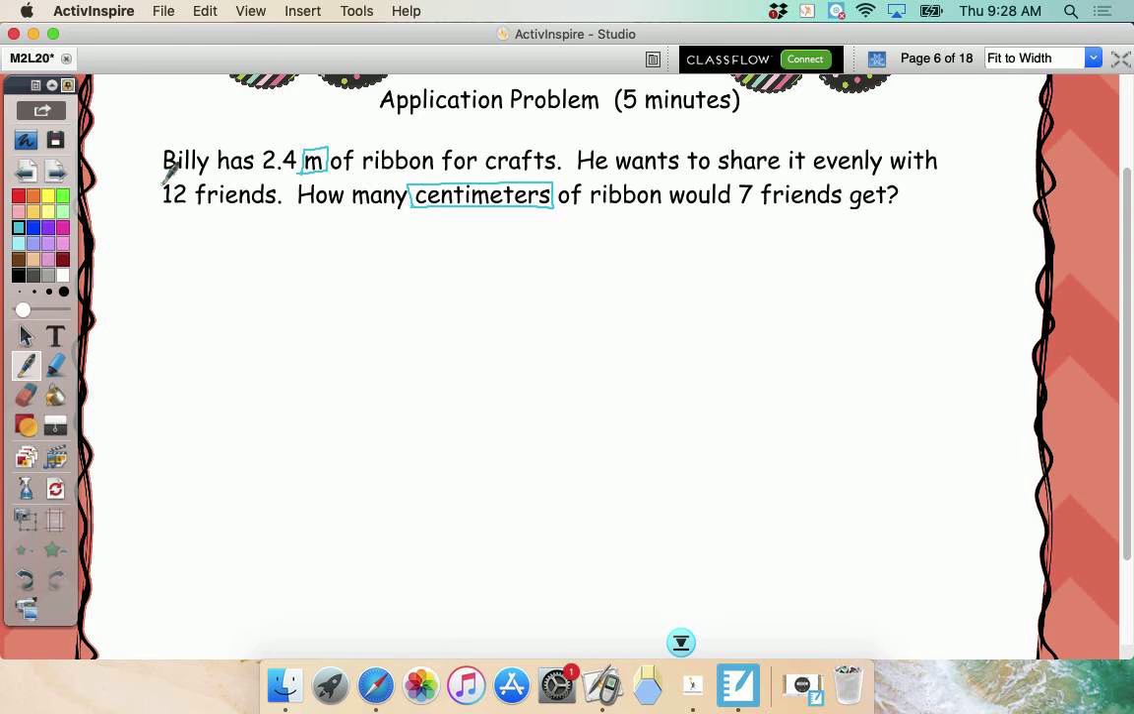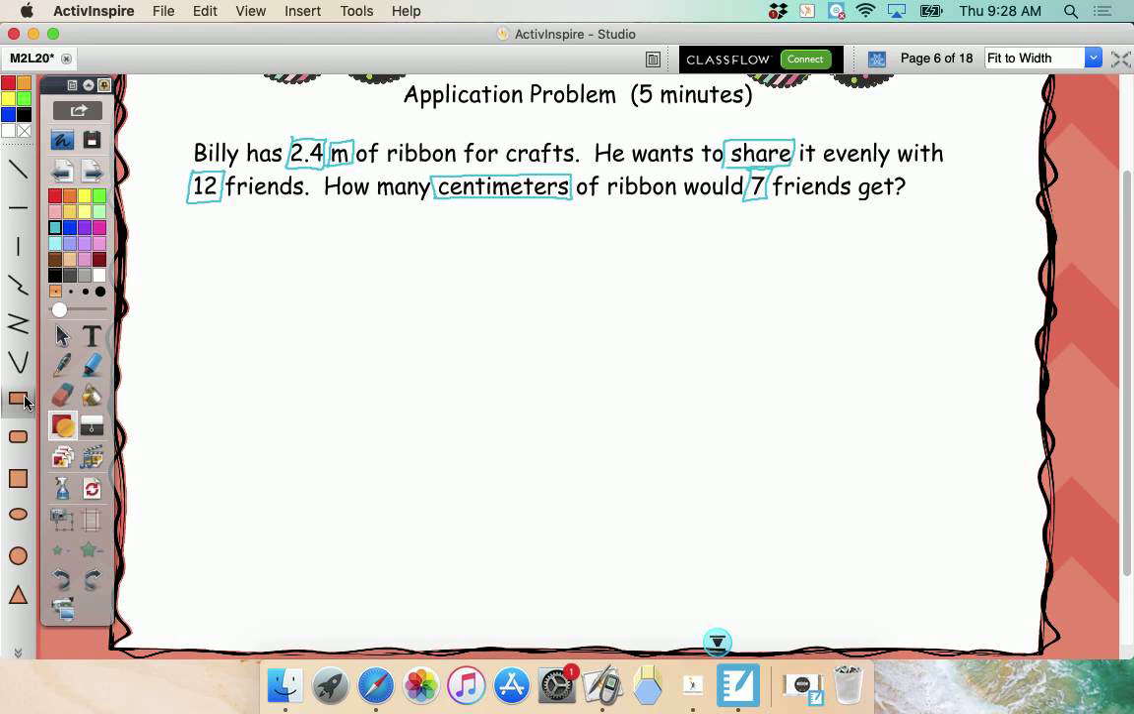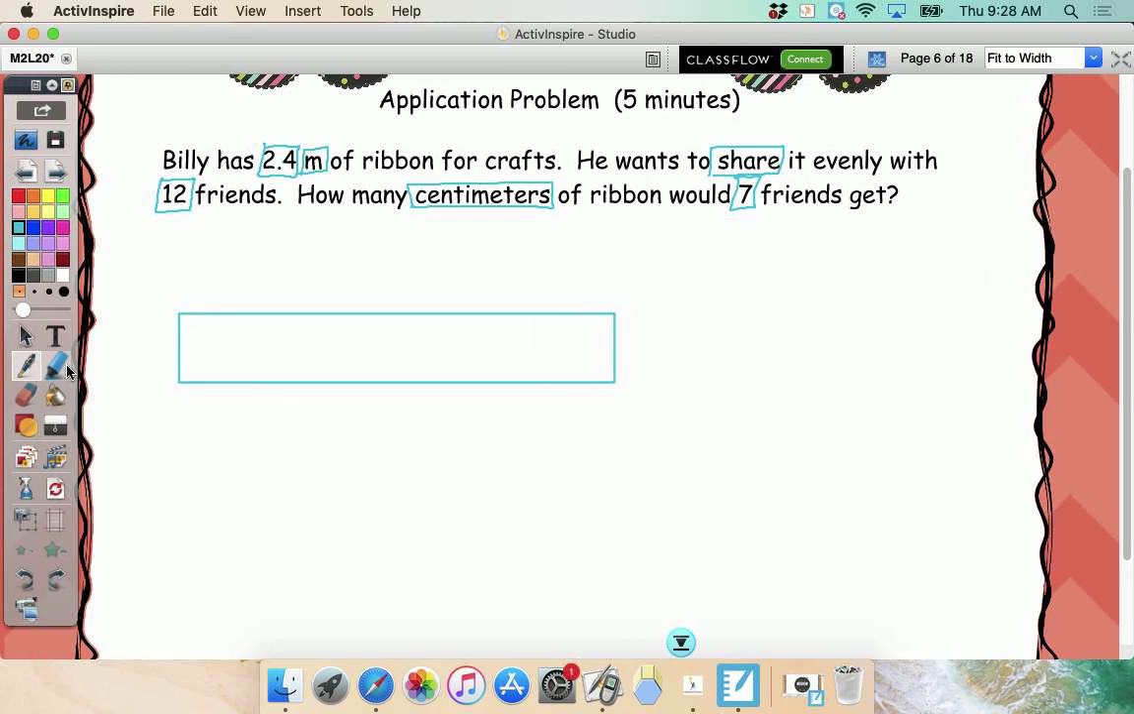Good. 7. Yes. No. Oh, crap. What? Share. Share it evenly. Okay. So let's draw. What do you think we should draw? Tape diagram. If you didn't draw your tape diagram, do it now.